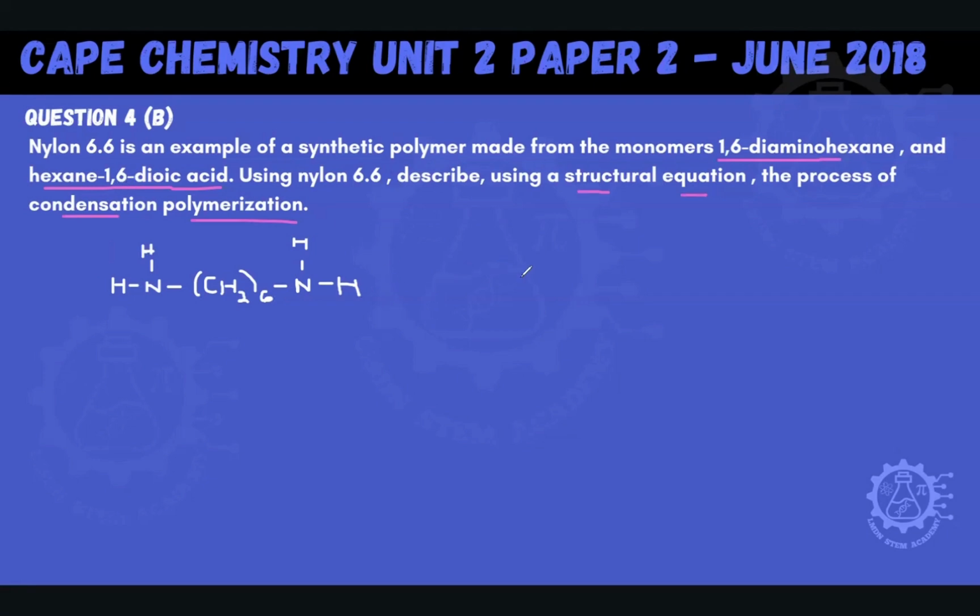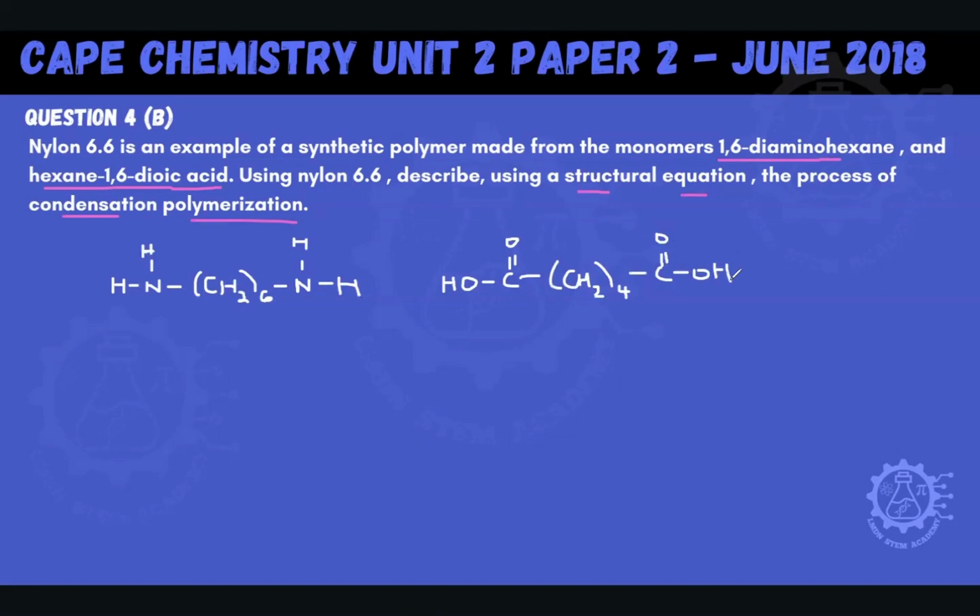And so that's a diacid. So I'm going to have a carboxylic acid group on one end. And then I'm going to have my hydrocarbon backbone in the middle. That's comprised of CH2, 4 of them. And then on the other end, I will have another carboxylic acid group. Okay?